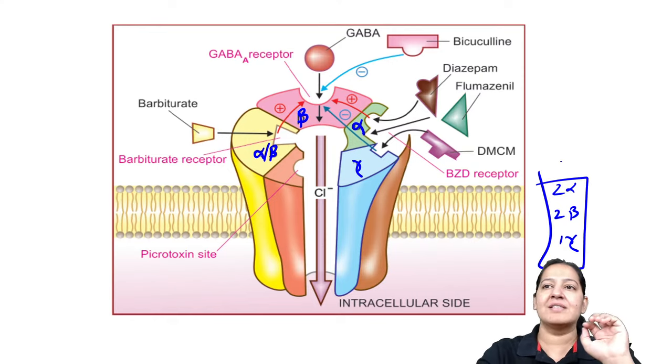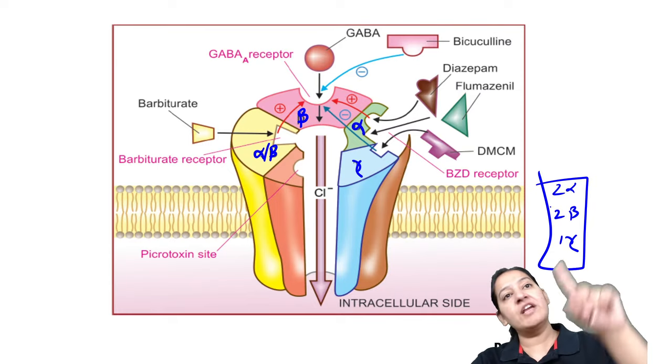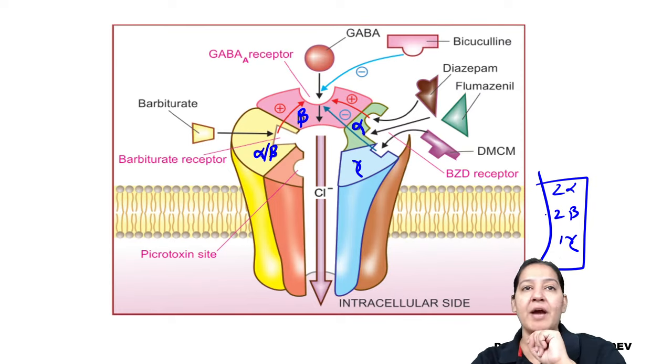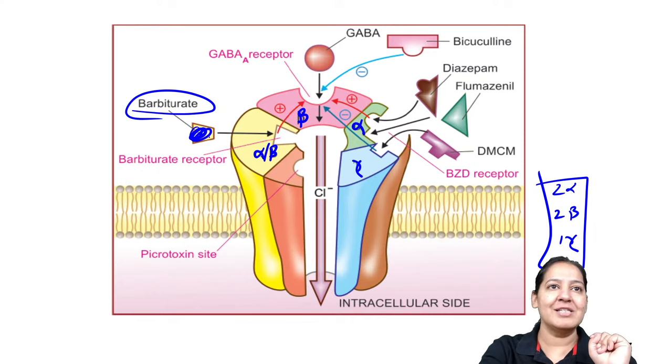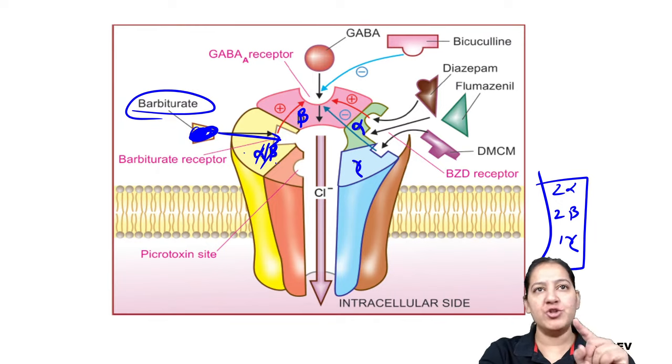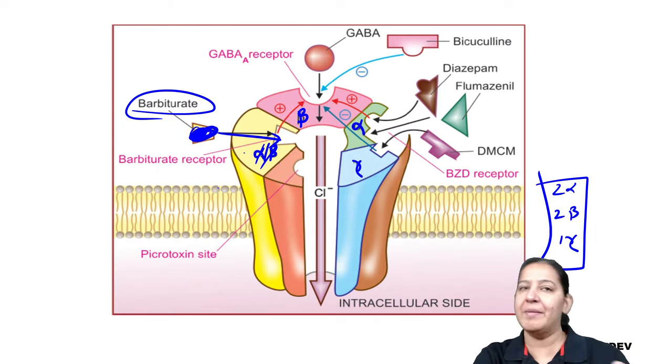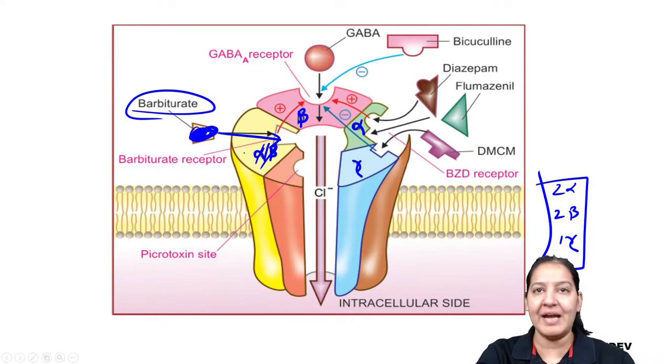So ultimately, this is a GABA receptor. Whenever you were giving barbiturate, where was the barbiturate acting? See, this is a tablet of barbiturate shown here. Barbiturate was acting on one alpha, one beta, showing its GABA facilitatory action and GABA mimetic action, both actions. Give me a thumbs up, that is barbiturate.